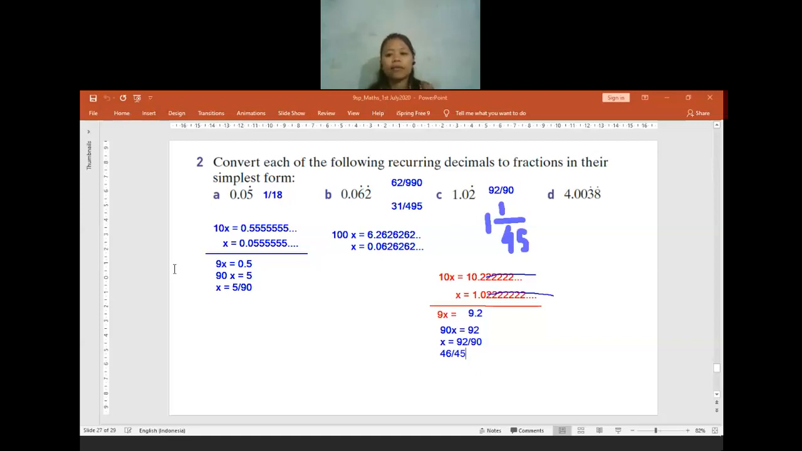Is there anyone who has difficulties so far? Teacher, I don't understand. Which one? The one that you just explained. Oh my god. Okay, I will explain again. As for changing the simple recurring decimal into the long one, did you have any difficulties?